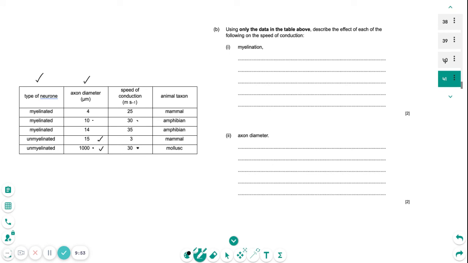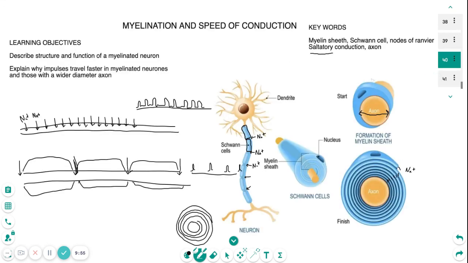So that's it really for myelination. Just know how the neuron has been myelinated using the Schwann cell, and be able to explain why it's quicker. What is this type of jumping conduction, which we call saltatory?